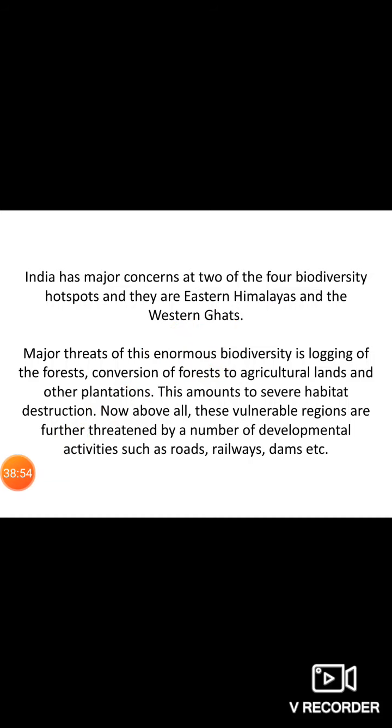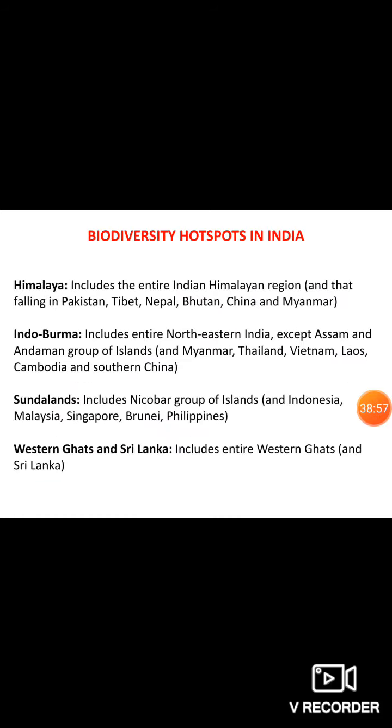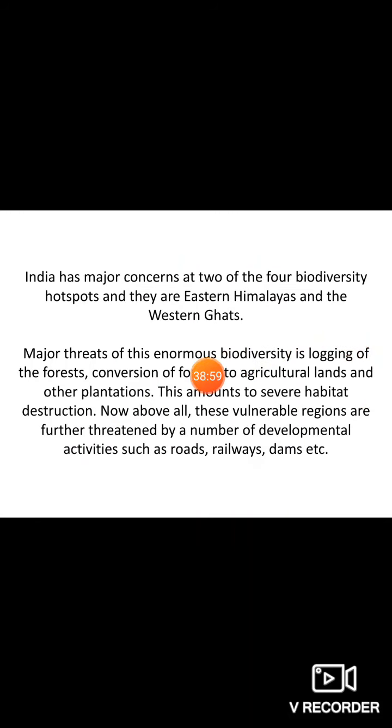So major threats of this enormous biodiversity, you can see, are logging of the forests, conversion of forest to agricultural lands and other plantations, and this amounts to several habitat destructions. And now above all, these vulnerable regions are further threatened by a number of developmental activities such as roads, railways and dams. Right? We are going to see these developmental activities and how the Eastern Himalayas and Western Ghats are suffering. This entire concept we are going to understand in the next subsequent modules. But for now, first know that these are the hotspots.